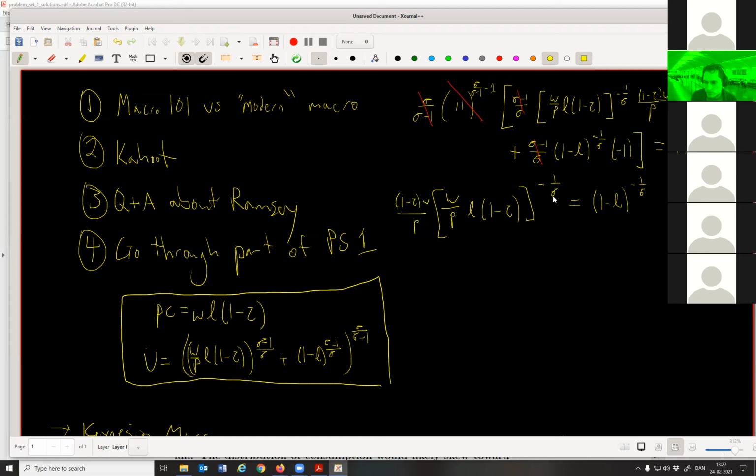Now let's raise both sides to the power of negative sigma. So we're going to get P divided by one minus tau W, to the power sigma, times W divided by P, L, one minus tau, is equal to one minus L. Okay, this looks good. So now we can solve for L. Oof. Let's see here. How to keep this as clean as possible.